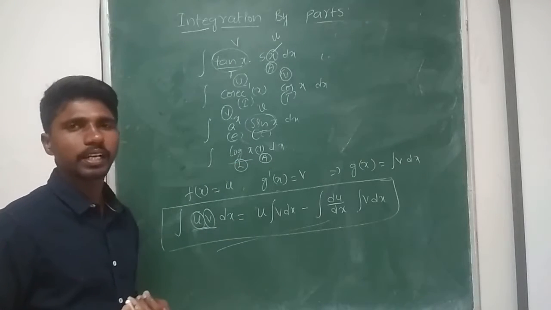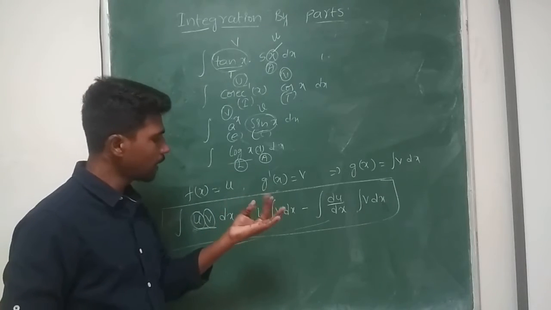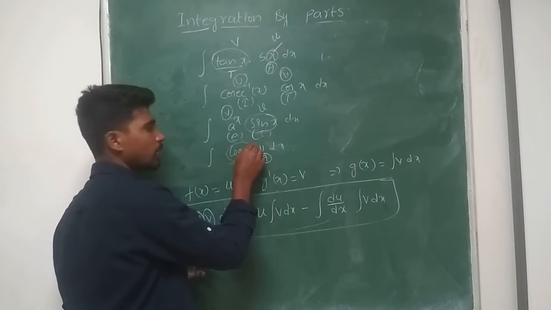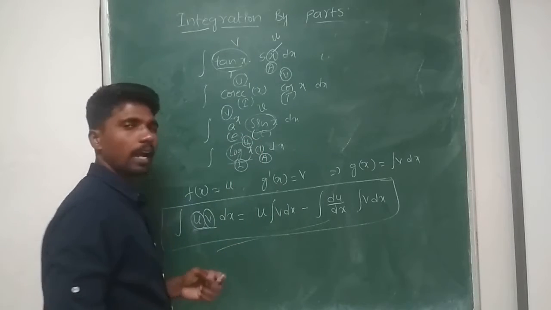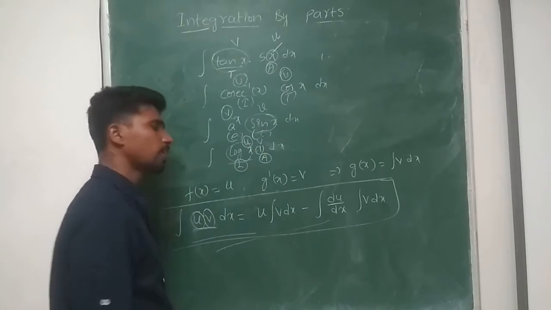So which one do I have to select as u and which one as v? I, L, A, T, E. I, L. So the logarithmic function I have to select as u, and 1, the constant, I have to select as v. Then I have to proceed using this formula.